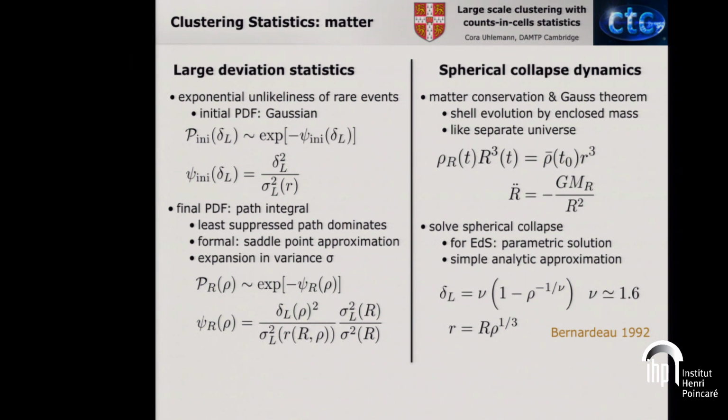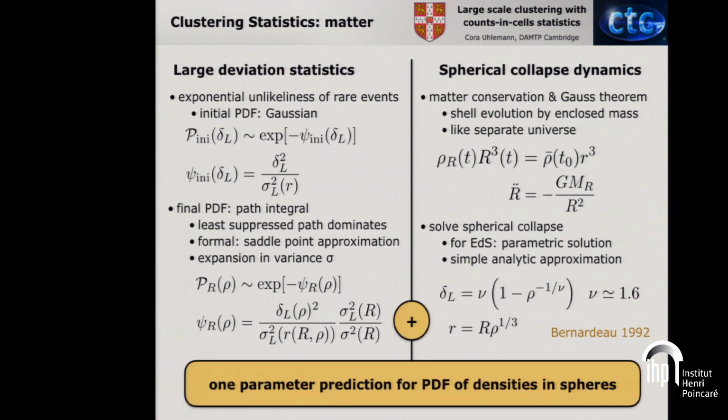Okay, so if we do that, what do we get? We essentially get a one-parameter prediction for this probability distribution function of densities in spheres. And the one parameter is exactly the nonlinear variance here. So in some sense, you can understand this as a driving parameter of what changes the shape of your PDF.